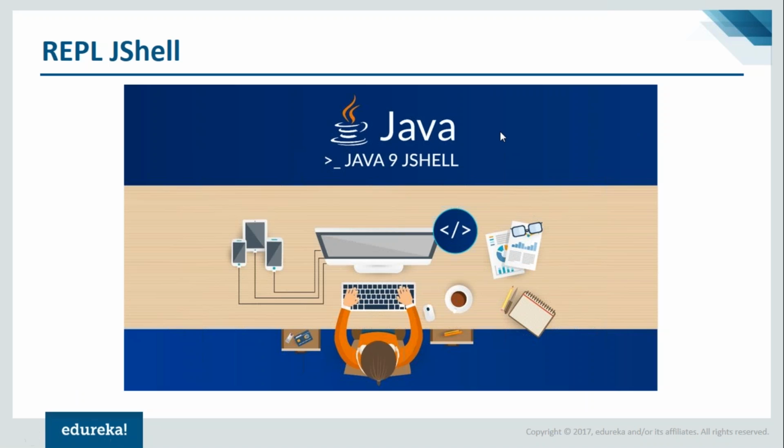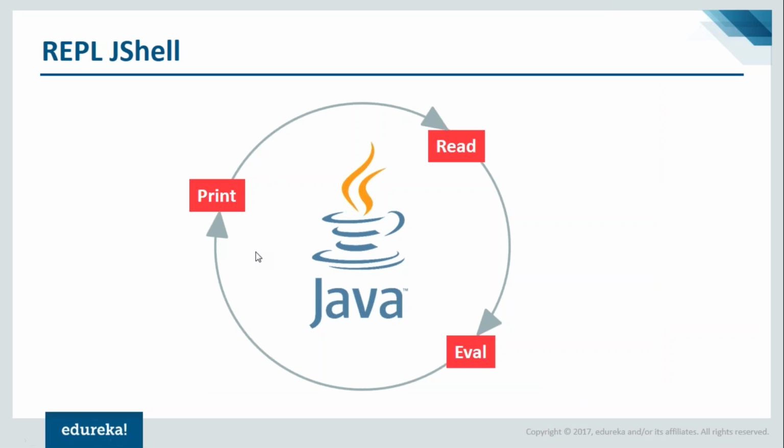Now again, what you need to understand is that the entire process present here with respect to the REPL JShell is that you're always in a complete loop. You first take an input and read it, then you evaluate it, you print it, and this loop keeps running around and around. So this is what REPL refers to, and this is something that's quite newly introduced in Java 9.